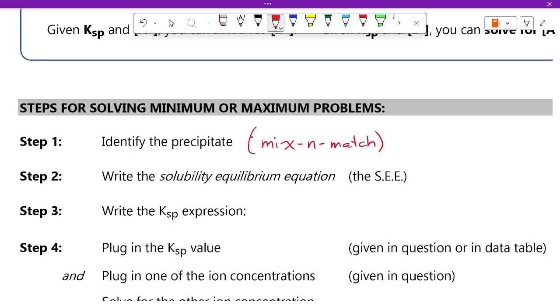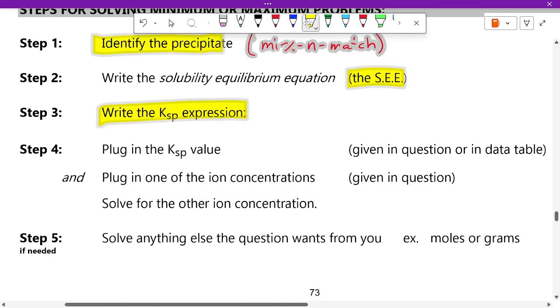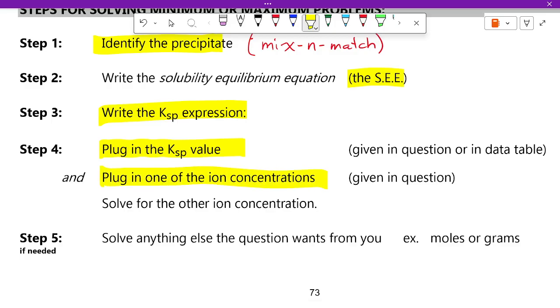And you'll recognize these problems because they say maximum, they say minimum. You're going to write the Q, write the KSP, plug in the KSP value. It'll either be given in the question. You're going to plug in one of the ion concentrations, again, given in the question. And then you solve for the other ion concentration, and that is it. And then if the question wants you to solve for something else like mass or whatever, then you can do that. Okay, you might find moles, you might find grams, etc.